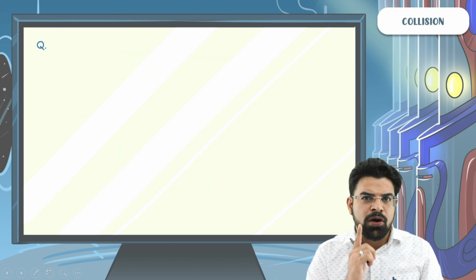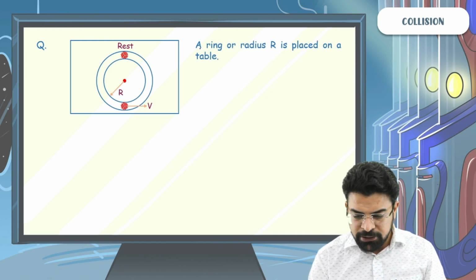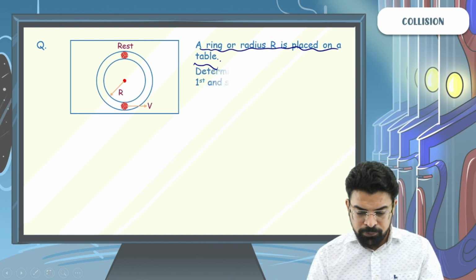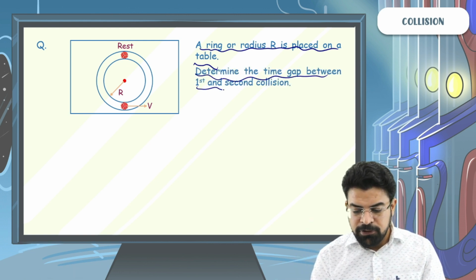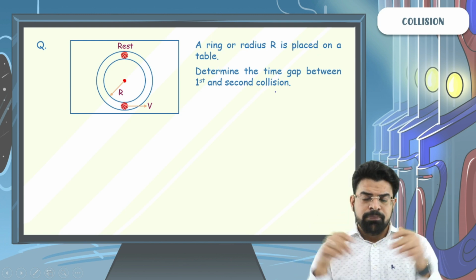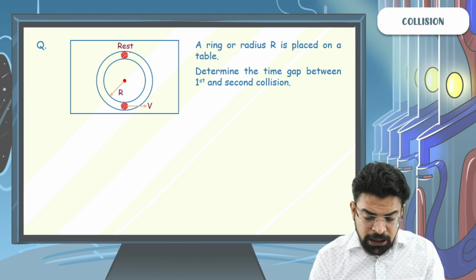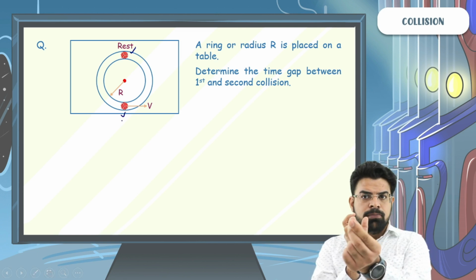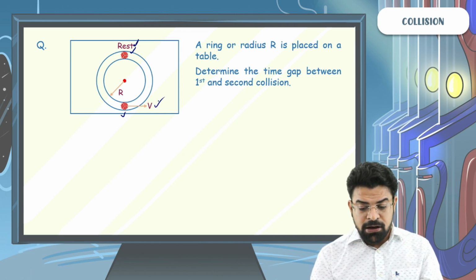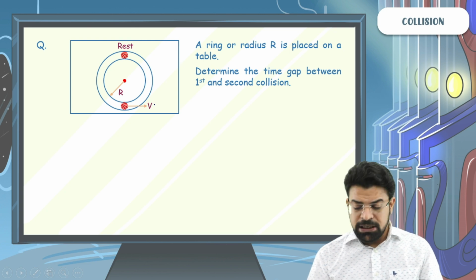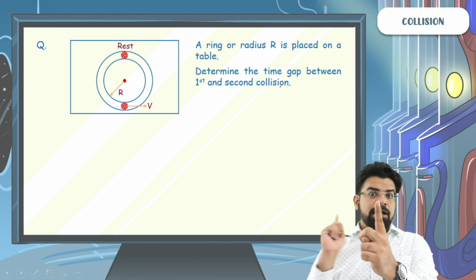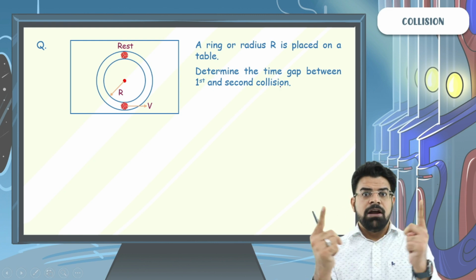So now let's do a fun question. Question goes like, a ring of radius r is placed on a table. Determine the time gap between the first and second collision. So there is a tube placed on a horizontal table. Within this tube, on the two diametrically opposite ends, we have two particles. One of the particles is at rest, while the other particle has been given a velocity v. Question is, determine the time gap between the first and second collision. So after making the first collision, after how long they will again collide.